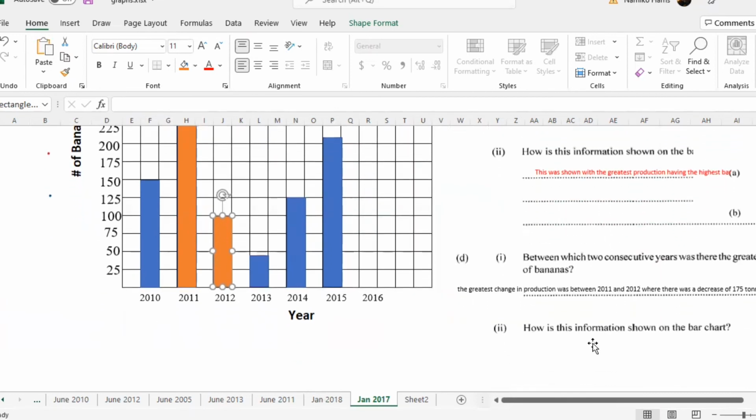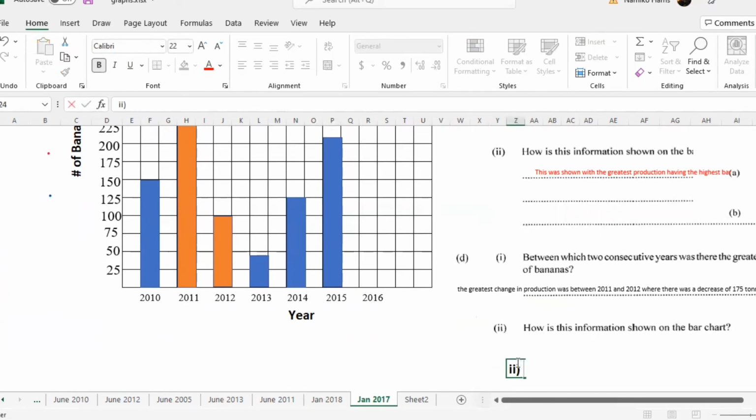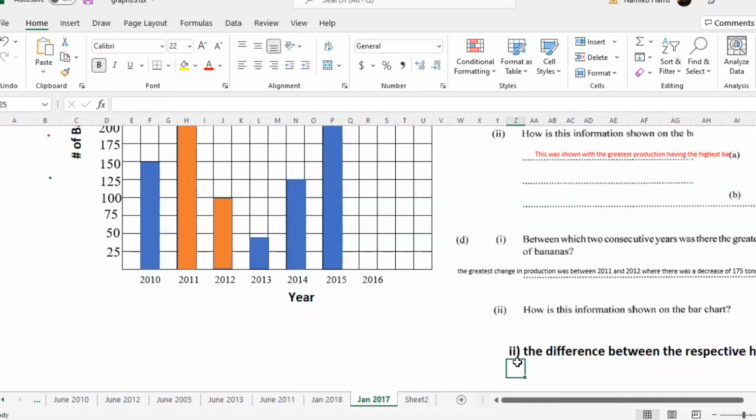So all we can say for part 2 is the difference between the respective heights of any two bars. And that is our answer.